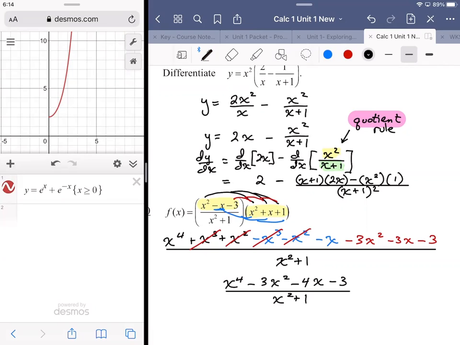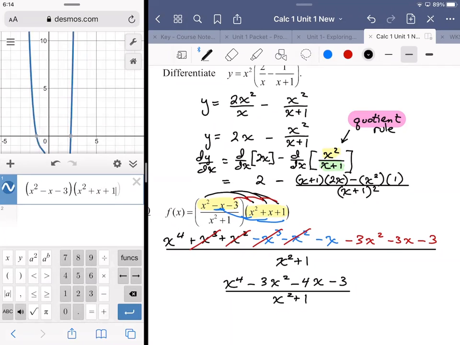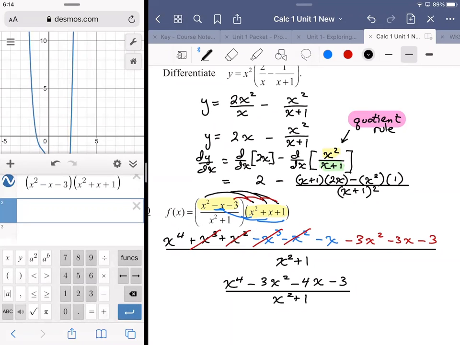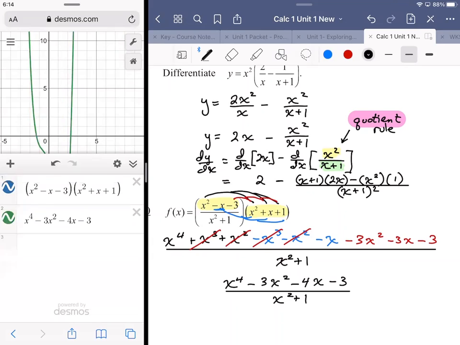So what I would do at this point is just do a quick double check on Desmos by typing in the original expression, the original set of factors, x squared minus x minus 3 times x squared plus x plus 1, and see if that's equivalent to what it just expanded out to by my algebra. And if it doesn't, then I start looking for my mistake. The only reason I ever check is because it's algebra. It's kind of designed for you to make a mistake, right? So you have a quick look.